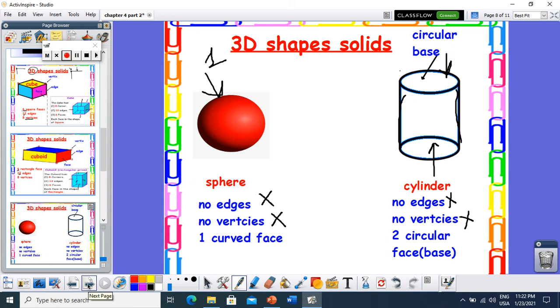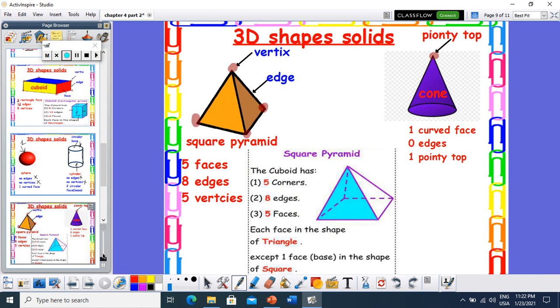Let's move to the next shape, which is the square pyramid. What's your name? My name is the square pyramid. Could you tell me how many faces we have? Let's count. 1, 2, 3, 4, and from the bottom 5. I have 5 faces. And how many vertices do we have? The meeting points here, 1, 2, 3, 4, and 5. I have 5 vertices.